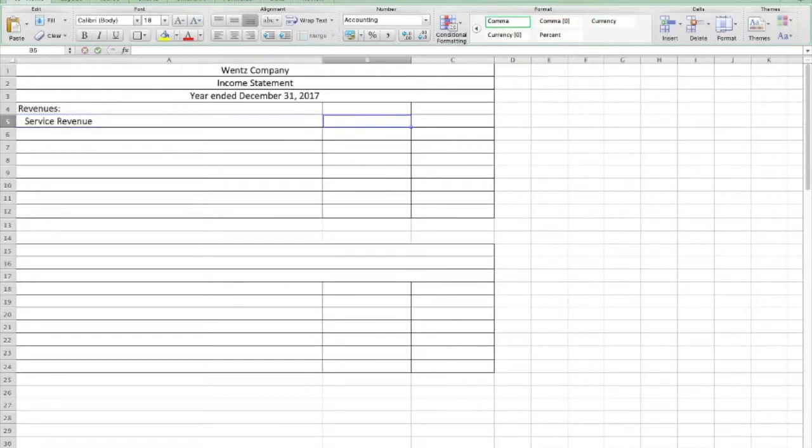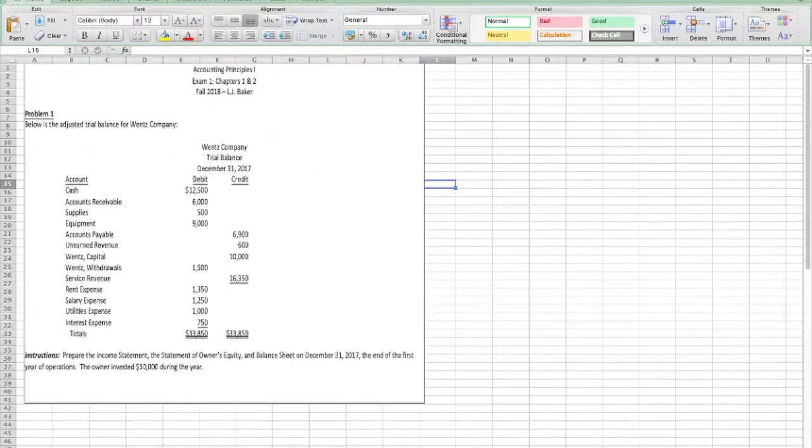So I'm going to say service revenue, and then I'm going to put the amount over here in the right column, $16,350, and I am going to need a dollar sign with that number since it's the first number in that column. Next up, I'm going to show any expenses that I have.